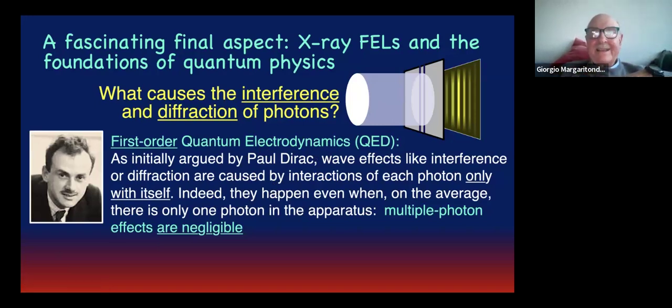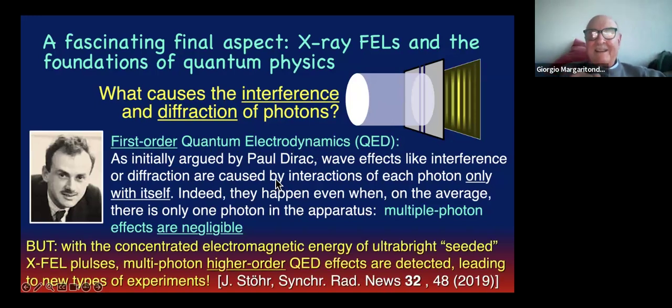And this has been the history of quantum physics until now. Why so? Because this is what corresponds to the so-called first order of quantum electrodynamics, which is the typical situation for the intensities or the concentration of energy we had until now. But with X-ray seeded free electron lasers, we are going beyond that. Now we are going to the second order, and what was negligible until now becomes important.